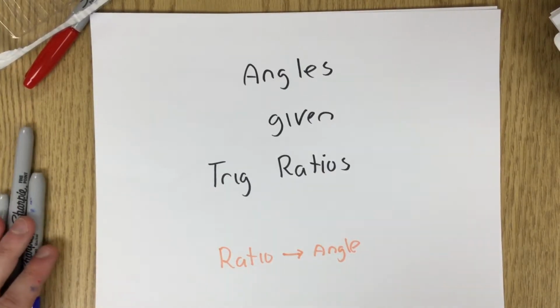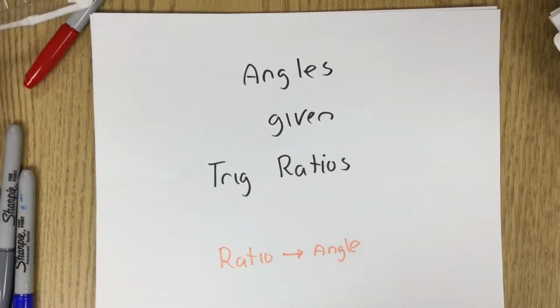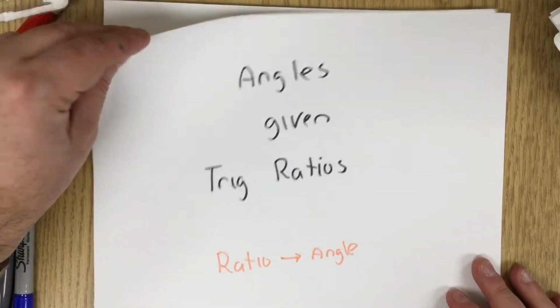What we're going to do now is we're going to be given a ratio and we're going to try to find the angles. But it's going to be angles in all four quadrants, and so we're going to be using that CAST rule that we have.